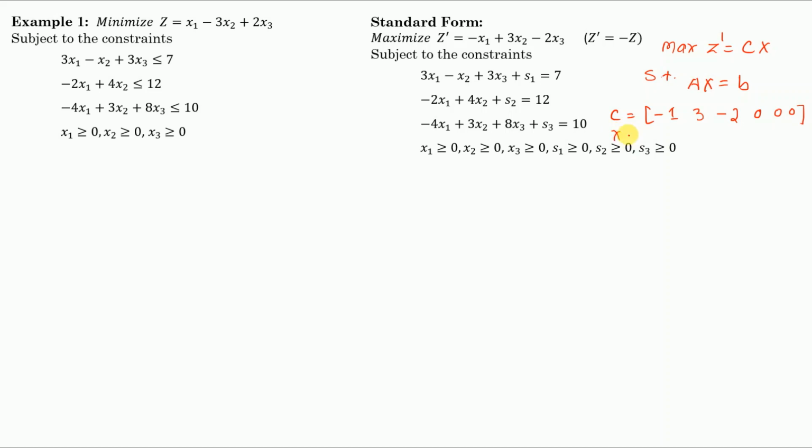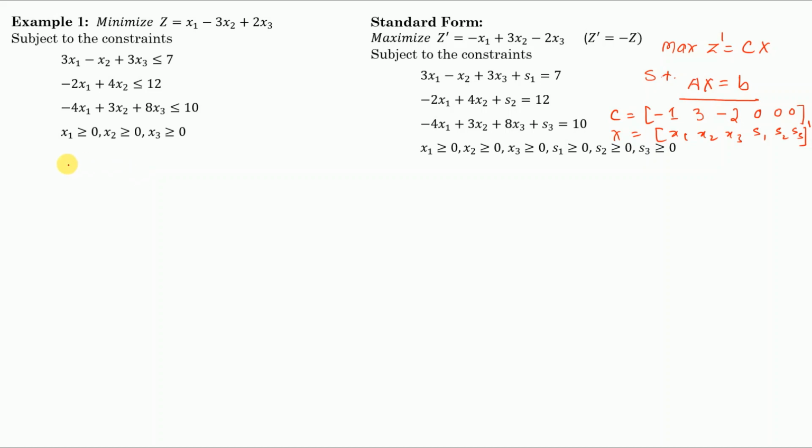And what is X? You can write this as X1, X2, X3, S1, S2, S3. So this is C and X. Now A is the matrix of the coefficients of x1, x2, x3, s1, s2, s3. If we form the matrix of all these equations, this system of equations can be written as ax equal to b, where A is the coefficient matrix, X is the column of x1, x2, x3, s1, s2, s3, you can write it in the form of a transpose also, and b is basically 7, 12, and 10. So here these are the notations.